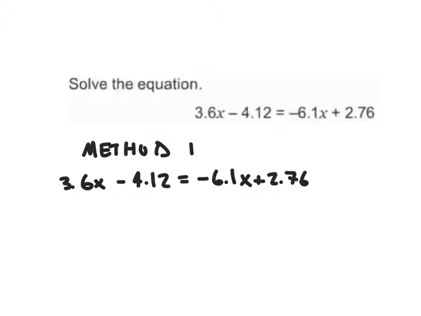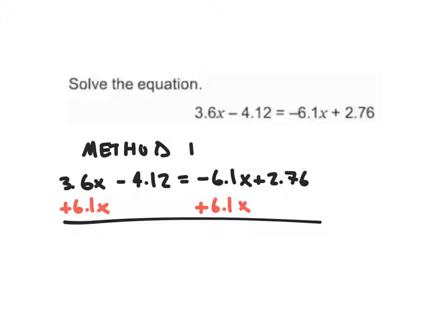And the reason why is because I would have to add it because it's negative, and I would be adding it to another positive number, which would in turn make that positive, okay? So I'm going to add 6.1x to both sides, all right? And so I would get 3.6 plus 6.1 is 9.7x minus 4.12 is equal to 2.76.